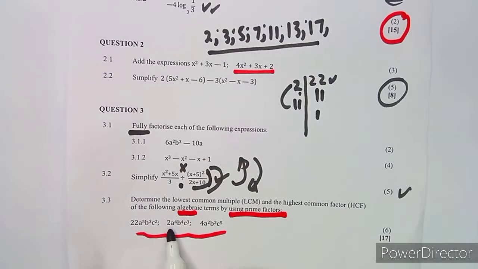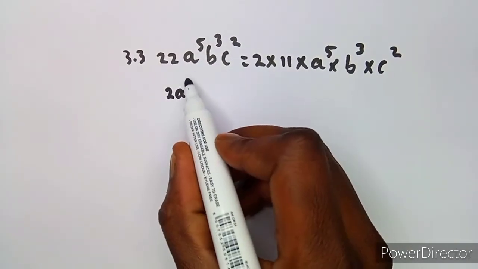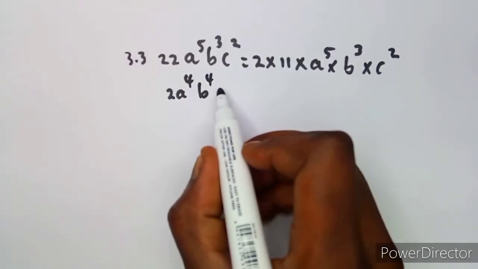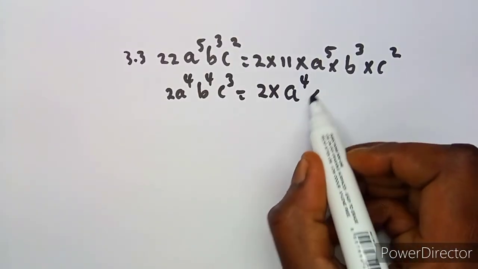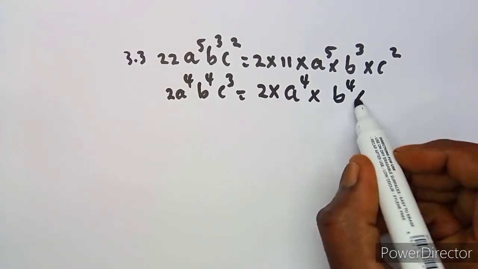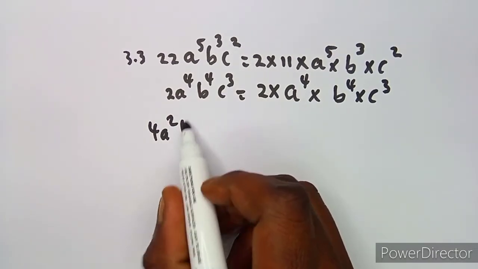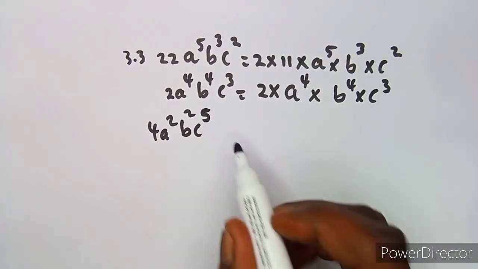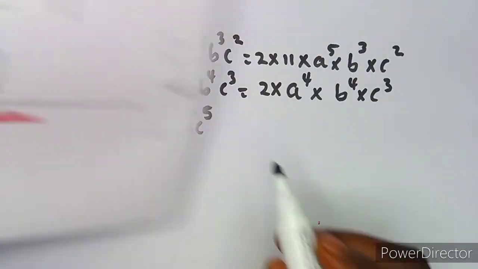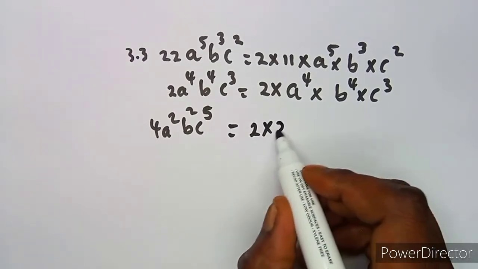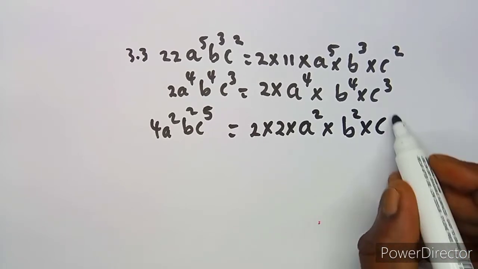You move on to the second one. This one is already in simplest form: 2a to the exponent of 4, b to the exponent of 4, c to the exponent. It's already in its simplest form, but we expand it since we have already expanded the first one. Then we've got 4a squared, b squared, c to the exponent of 5. So 4 is 2 times 2, which is simply 2 times 2 times a squared times b squared times c to the exponent of 5.